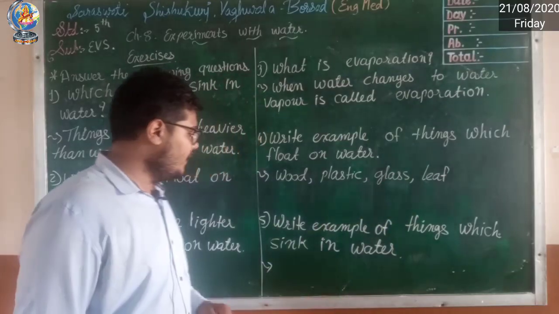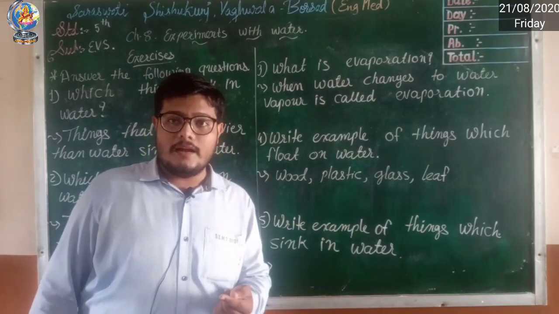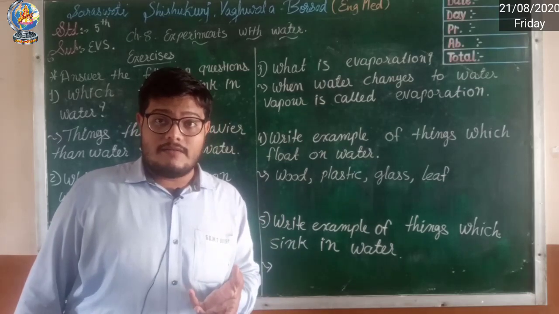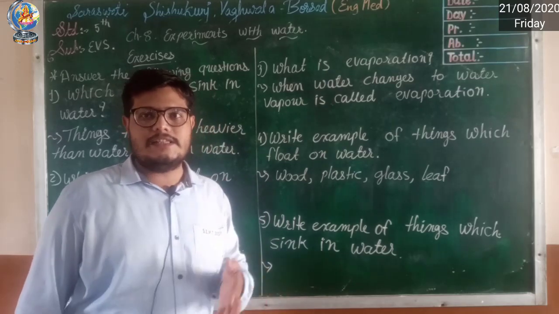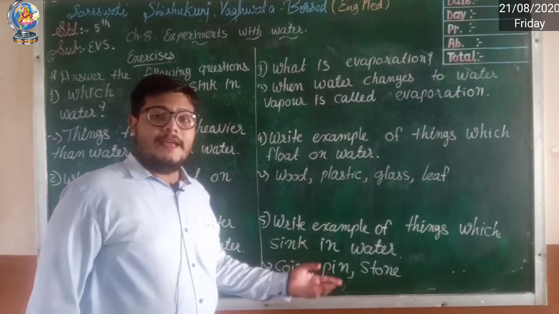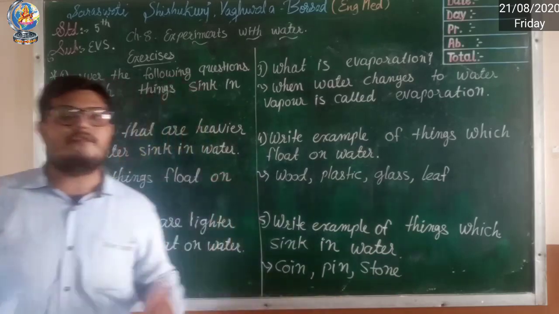Okay, the next one is here. Write examples of things which sink in water. So we can say pin, stone, pebbles, nail, iron rod, coin. Many things sink inside the water. So let's see the answer. The answer is coin, pin, stone, etc. You can add by yourself. So just take a look at all the answers.